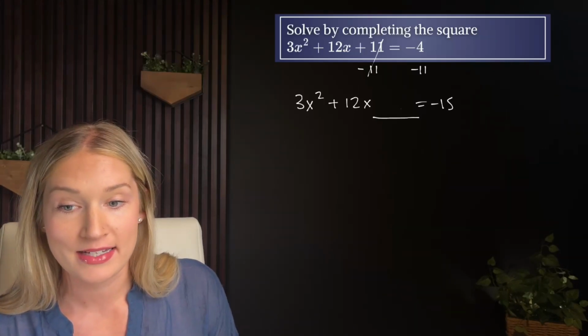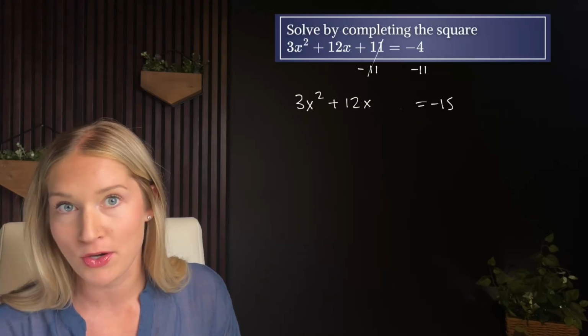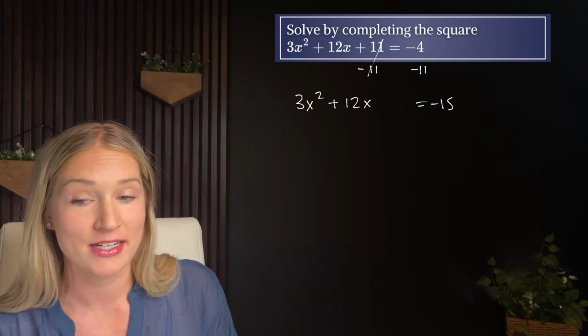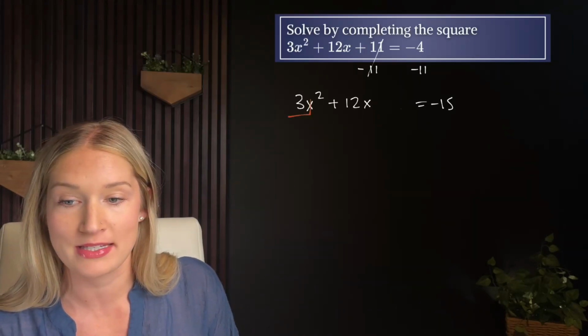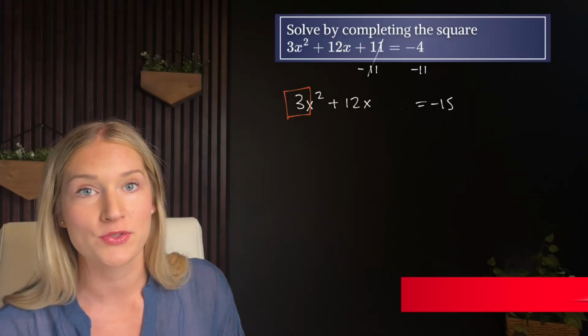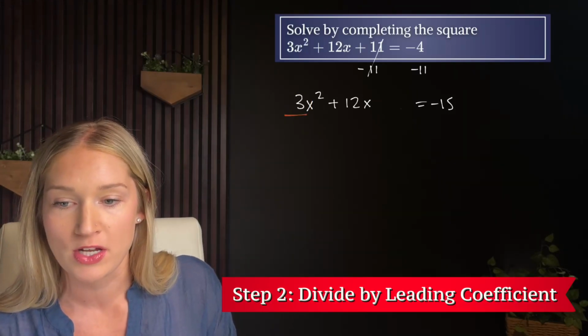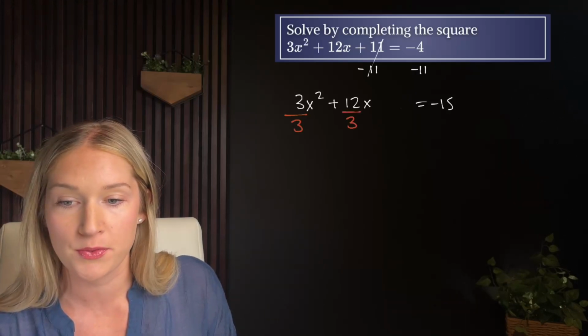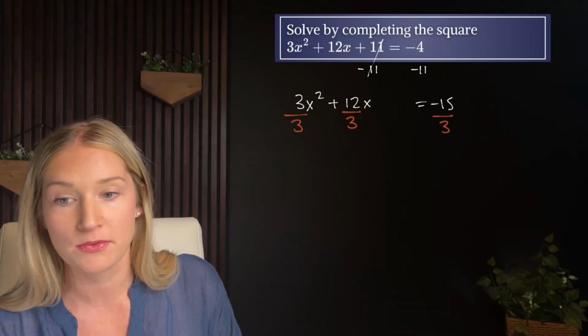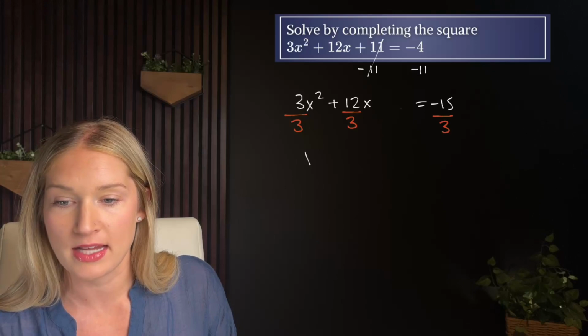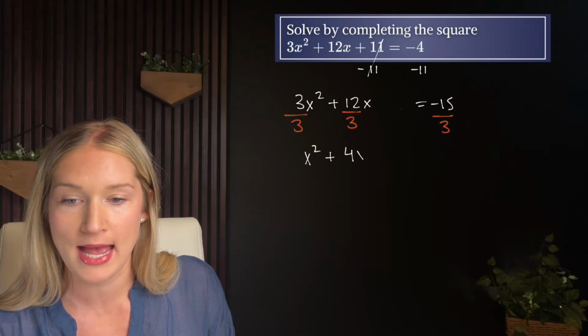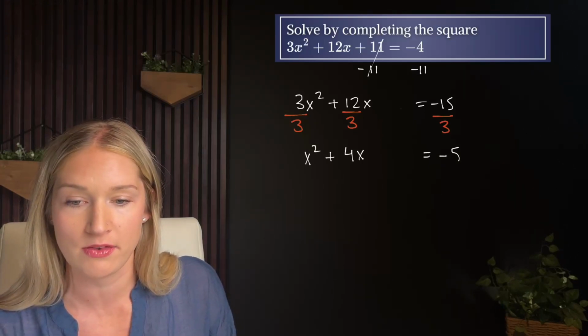Now, the next thing I need to do is make sure that my leading coefficient is 1. Since my leading coefficient in this example is a 3, I'm going to divide everything by 3 to turn that leading coefficient into a 1. So dividing all 3 parts by 3, I get x squared plus 4x is negative 5.